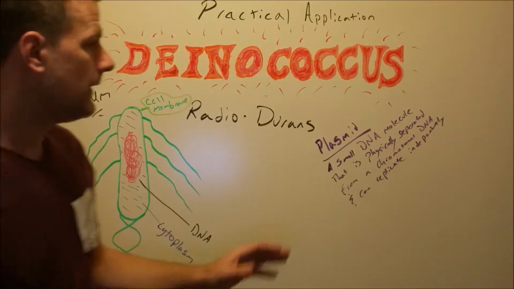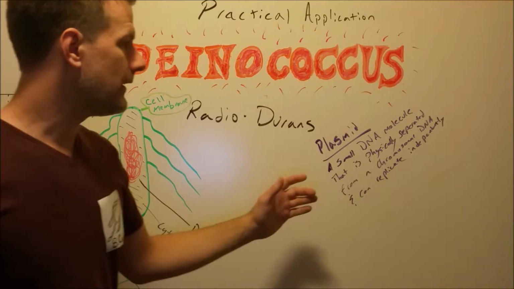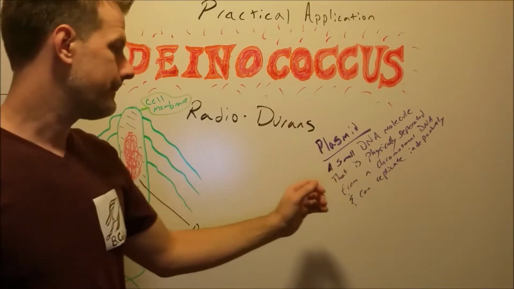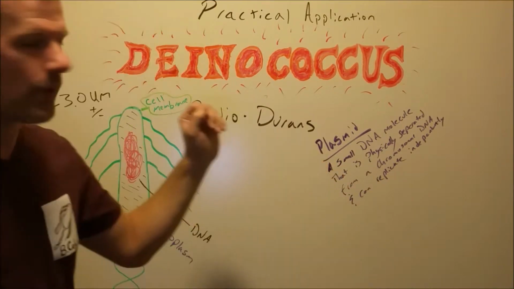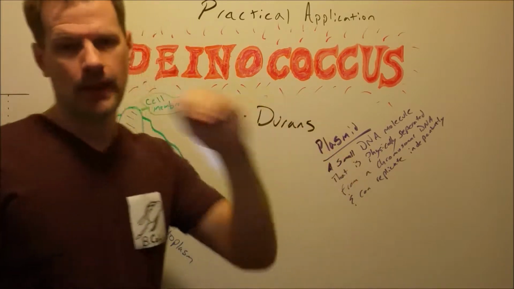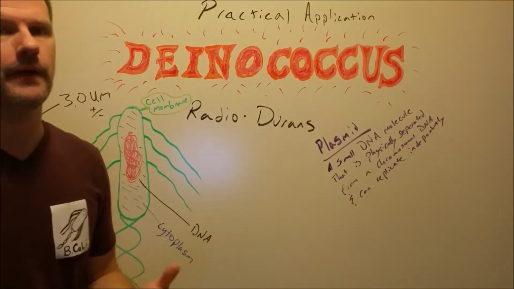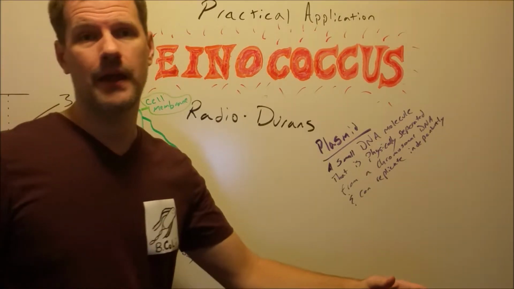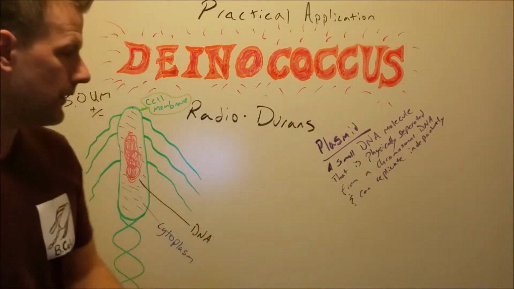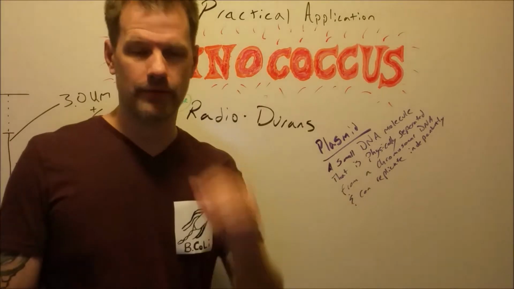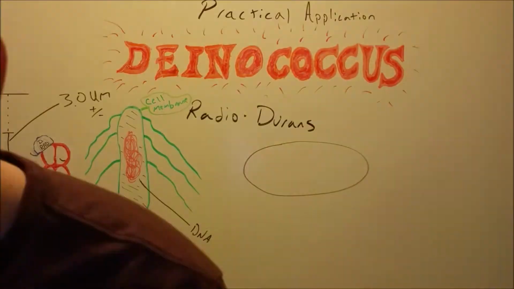So a plasmid is a small DNA molecule that is physically separated from chromosomal DNA, and it can replicate independently. That's important when you're looking at genetics. If you remember, plasmids are the way that we take what we have and make what we want. I'm going to draw a quick little diagram of an E. coli plasmid.